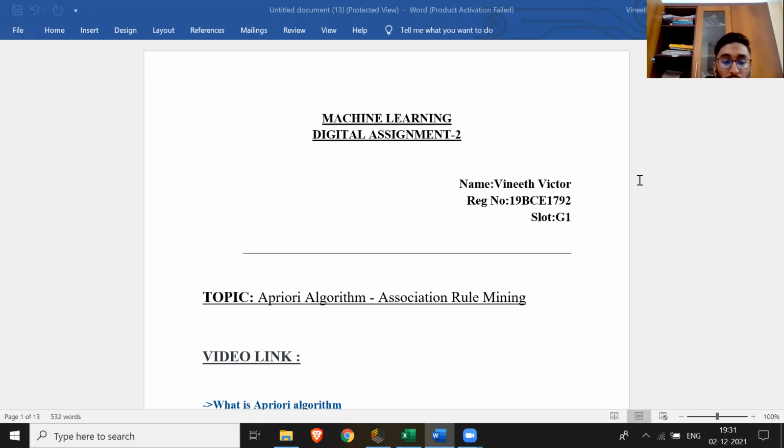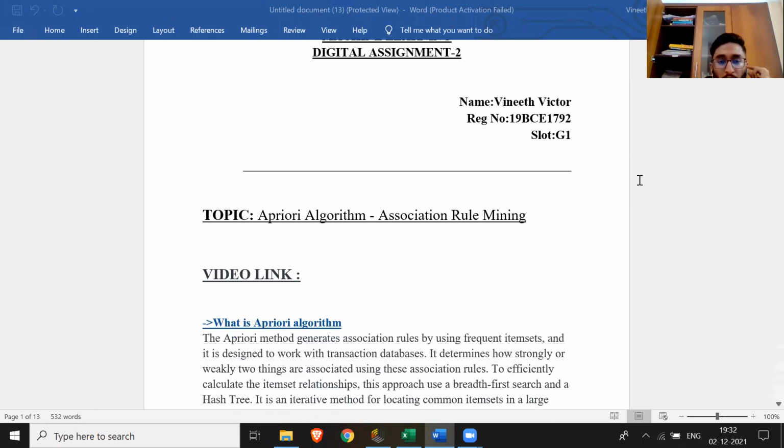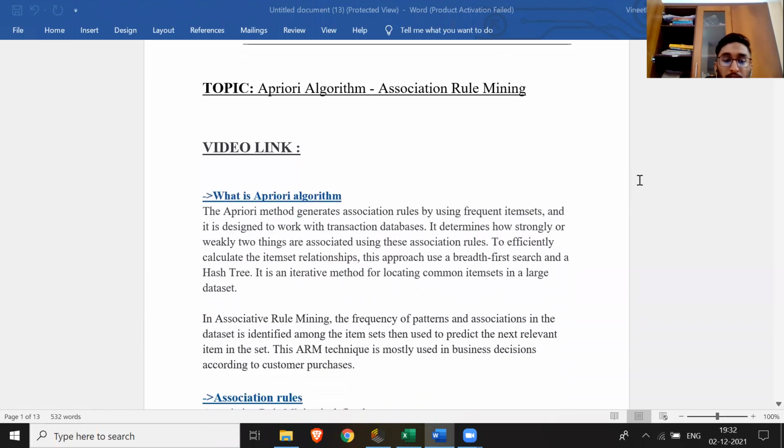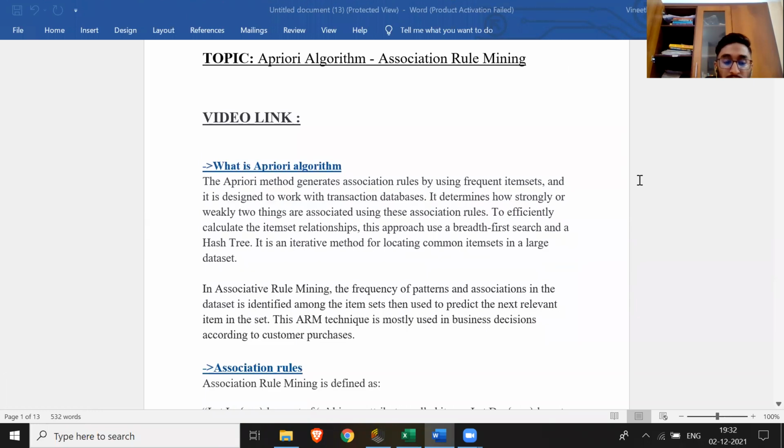And the topic for digital assignment 2 is the Apriori algorithm and its simulation using a software called RapidMiner. Now, what is the Apriori algorithm? The Apriori algorithm is an algorithm for mining frequent item sets for Boolean association rules. Apriori uses a bottom-up approach where frequent subsets are extended one item at a time, which is known as candidate generation, and groups of candidates are tested against the data.